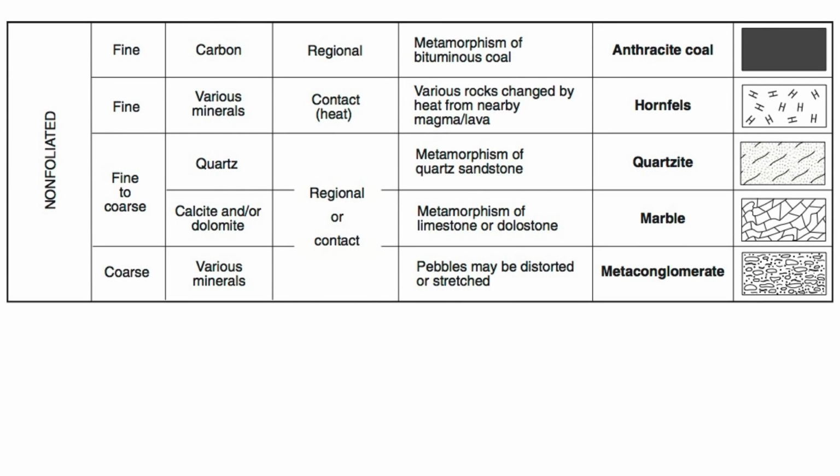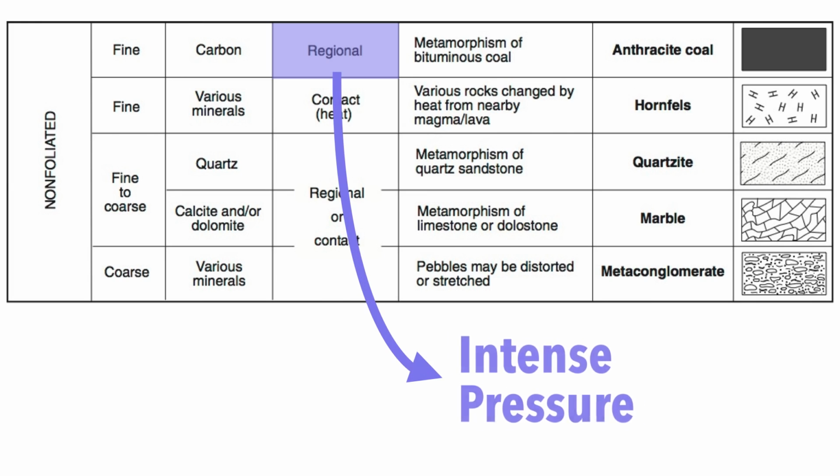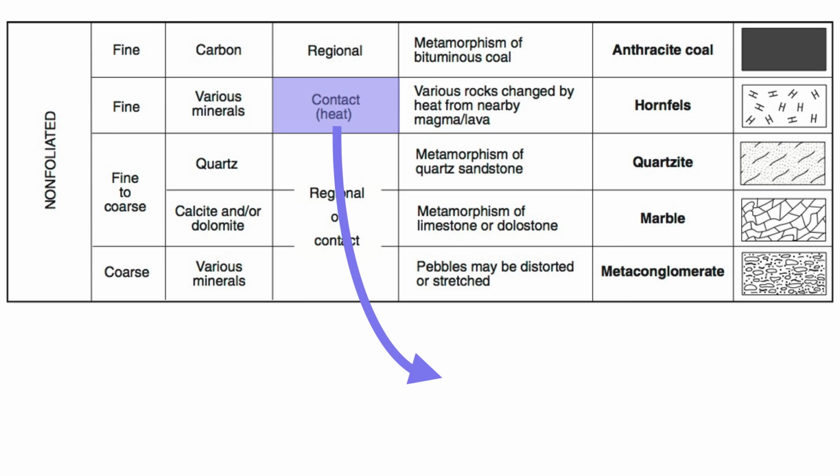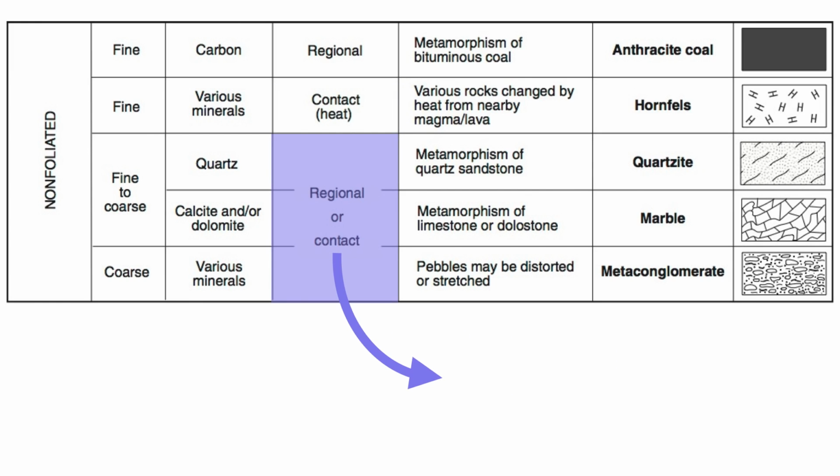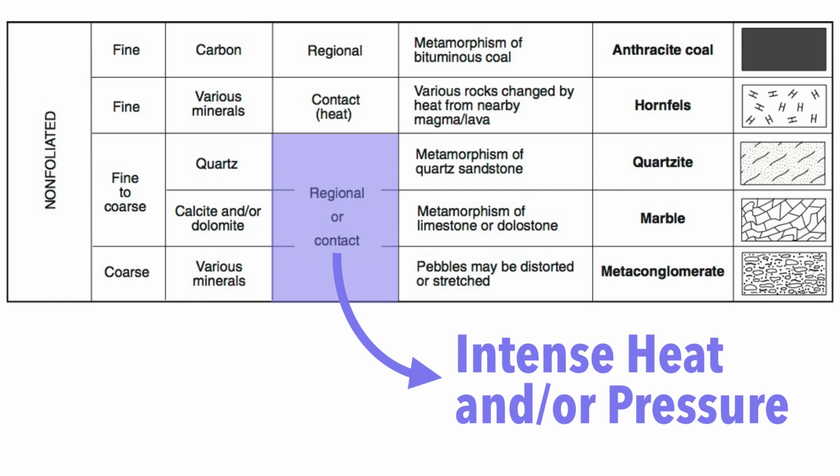But we also have these non-foliated metamorphic rocks, some of which are still caused by pressure, like anthracite coal, right? Remember, regional metamorphism is from pressure. We'll take a look at that in a moment. Some of these, however, are caused more by heat, something called contact metamorphism, when the rock comes into contact with really intense heat from lava or magma nearby. And then, of course, some could be a combination of heat and pressure, or heat or pressure.